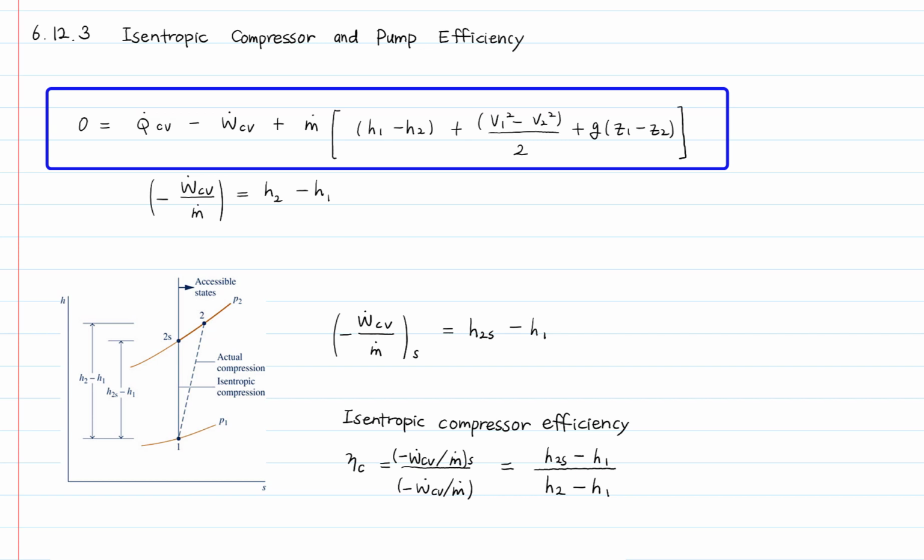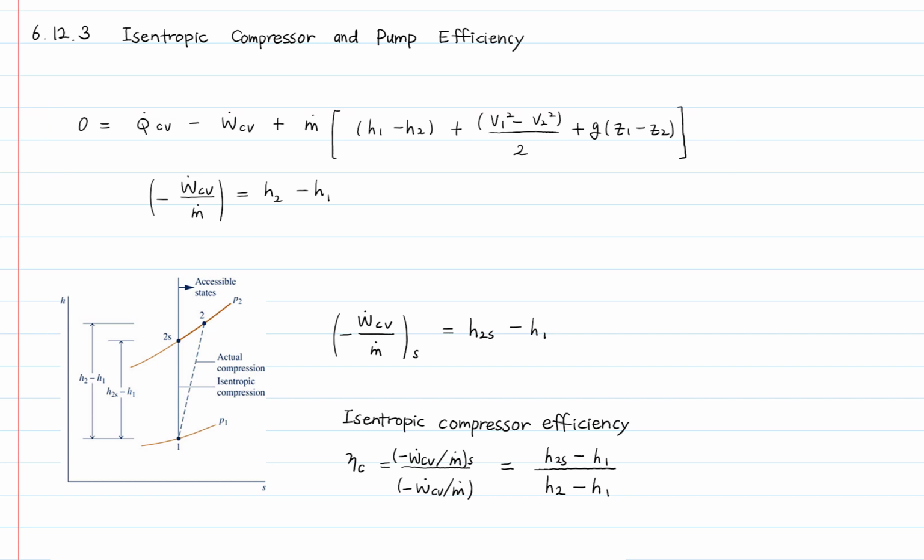The energy balance in general form is shown here. We normally consider compressors and pumps to be adiabatic. There is no heat transfer across the system boundary. And we also neglect the potential energy change and kinetic energy change across the system. So the equation is reduced as shown here. So this is the required work input for compressors and pumps.